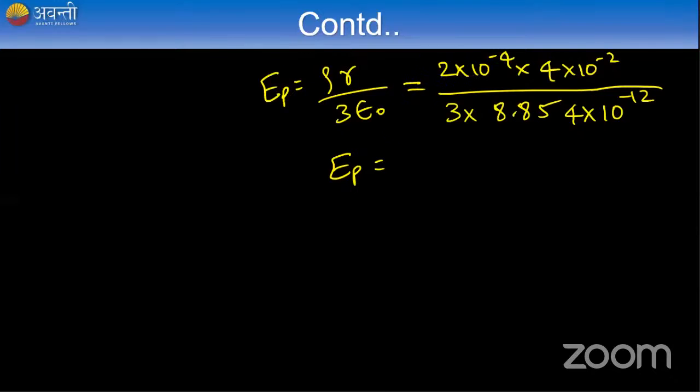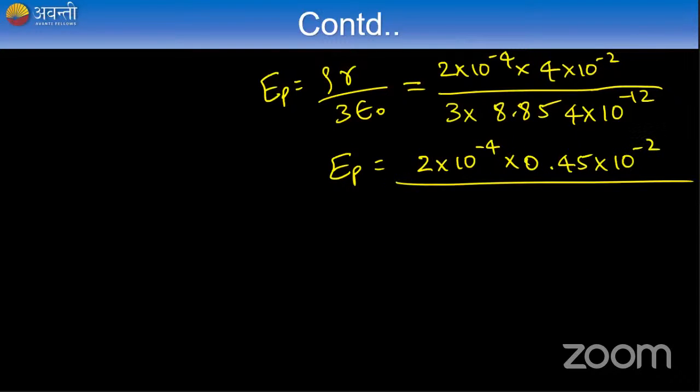You'll get the answer. 4 by 8.85 is given as 0.45, so 0.45 into 10 power minus 2, divided by 3 into 10 power minus 12. Come on, solve this. What is 2 into 0.45? 45 into 2 is 90. So 2 into 0.45 will be 0.9 into 10 power minus 4 into 10 power minus 2, divided by 3 into 10 power minus 12.